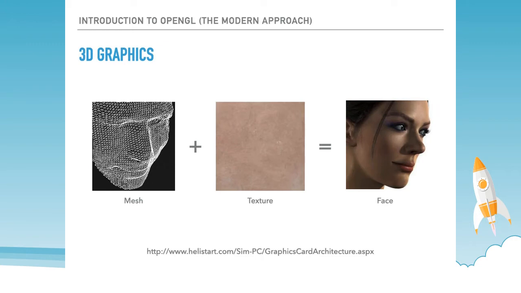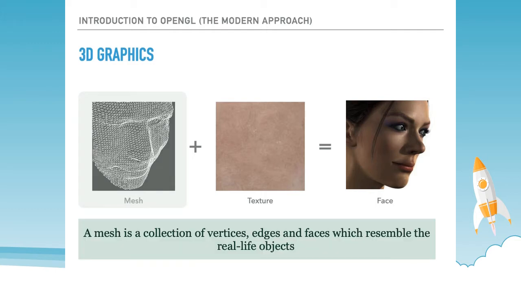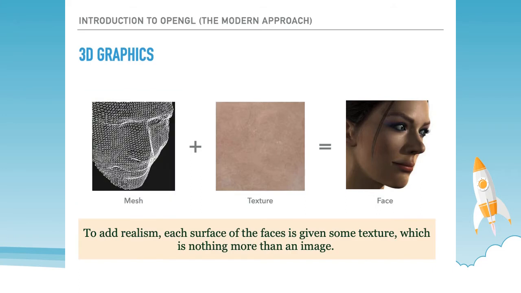The world we live in is three-dimensional. So in 3D graphics, we try to preserve this third dimension as much as possible. With computer graphics, this is done by modeling in 3 dimensions, with these models being built from meshes and textures. A mesh is actually a collection of vertices, edges, and faces, which resemble the real-life objects. To add realism, each surface of the faces is given some texture, which is nothing more than an image.